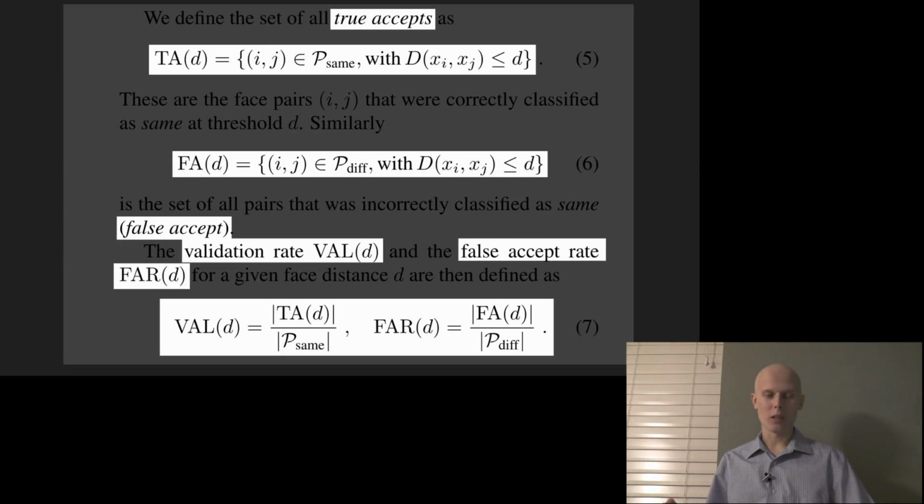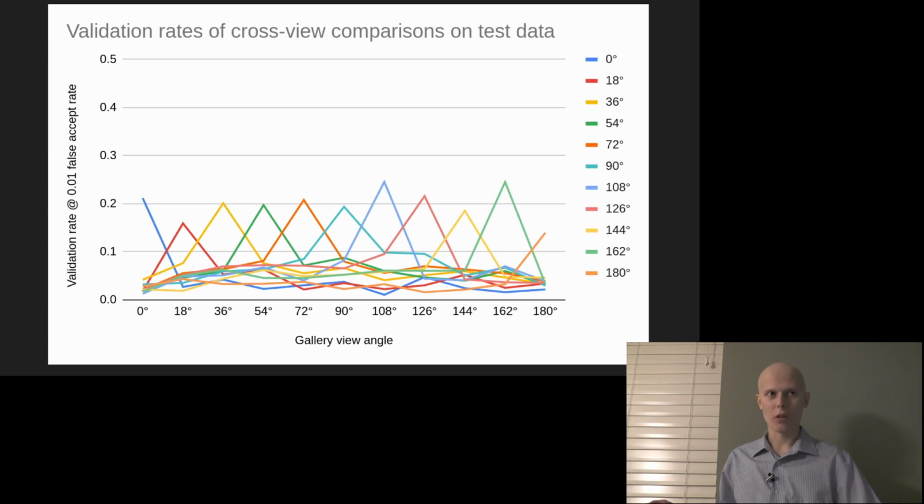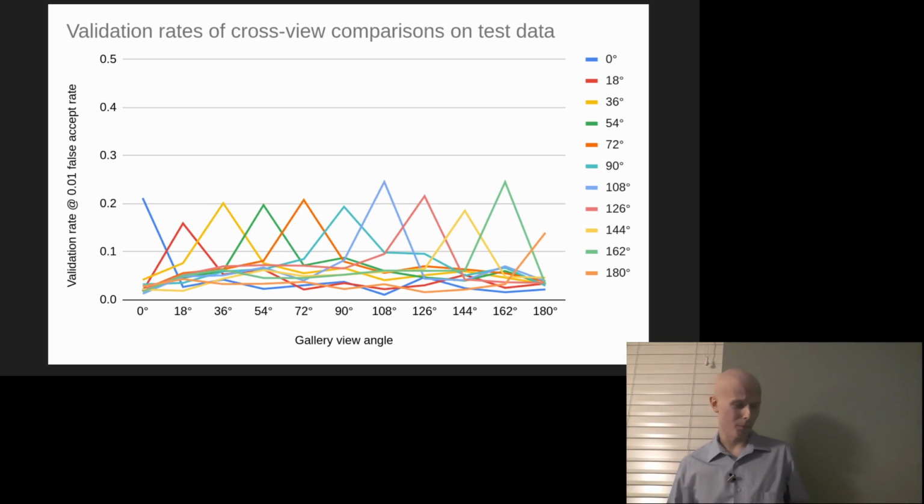And in doing this, we can set the false accept rate to be an arbitrary value, in my case 0.01. And in doing this, I can then evaluate my network and compare it to others who also set the false accept rate to be, in this case, 0.01.